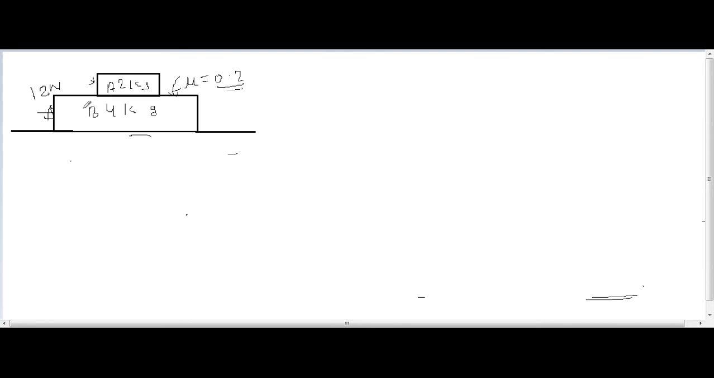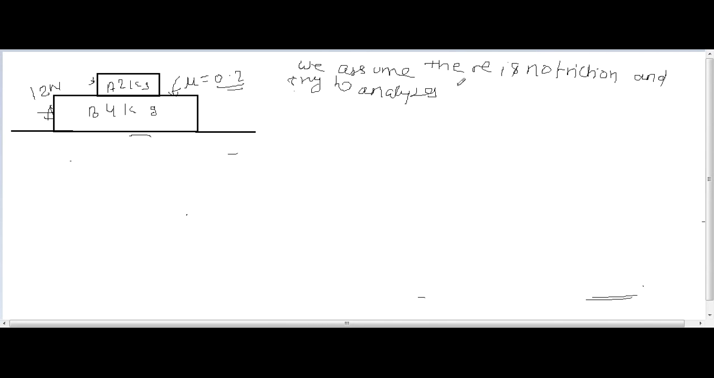So now in this case we are again going to determine what should be the action of friction force. Let's first draw the free body diagram, assuming that there is no friction, and try to analyze the motion.